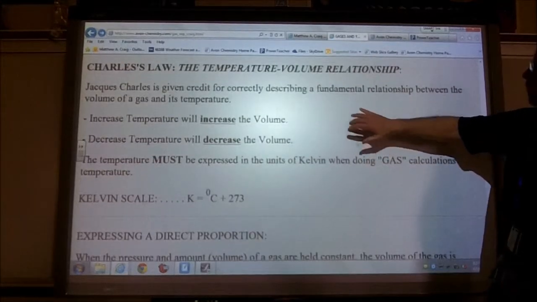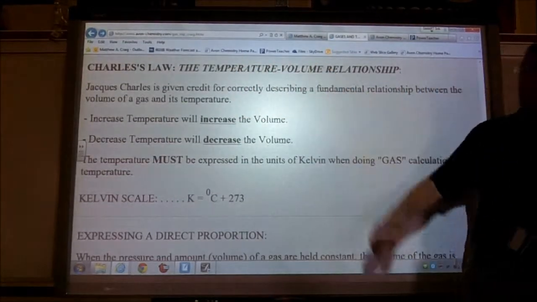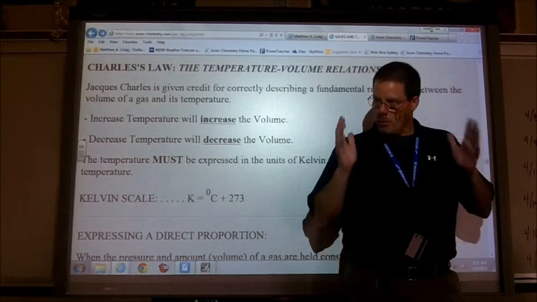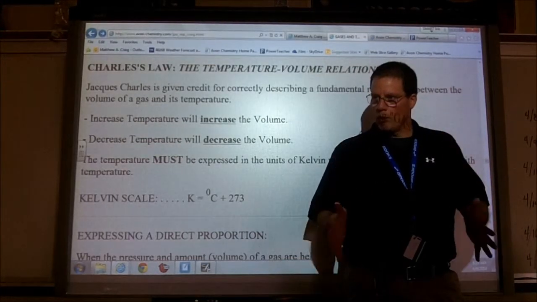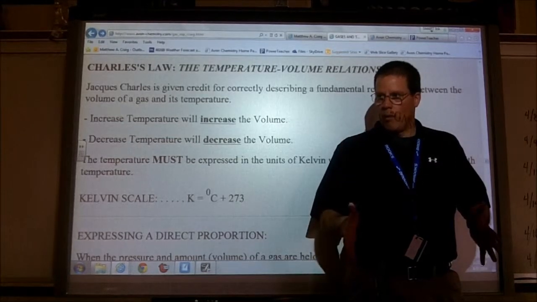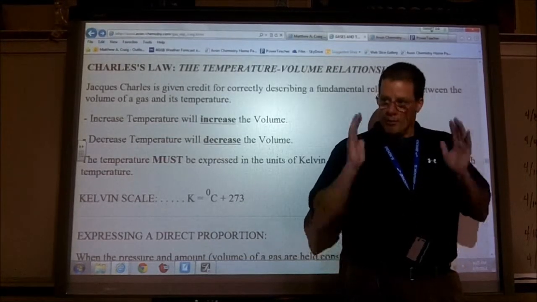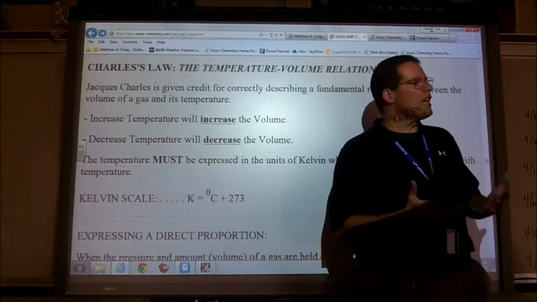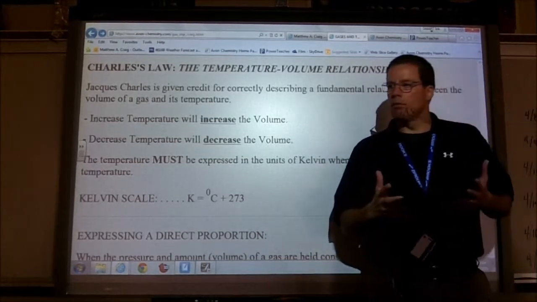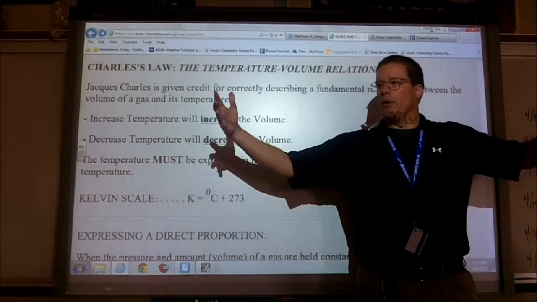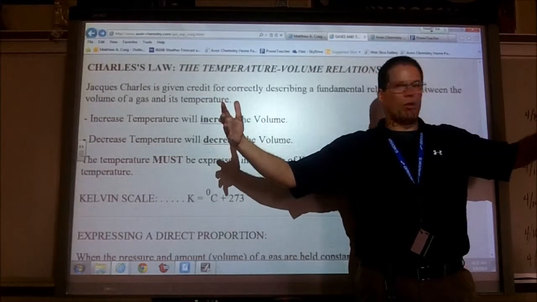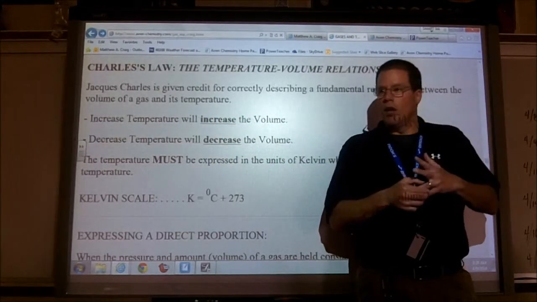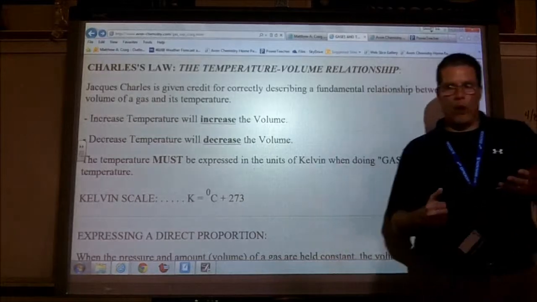When we talk about Charles' law, it's a temperature-volume relationship. We talked yesterday very briefly about the box with the ping pong balls in it. As the temperature goes up, the ping pong balls are moving faster. So as the temperature goes up, what would you guess would happen to the volume of a gas? It would get bigger. And as the temperature decreases, the volume of that gas decreases. Some of you may have experienced this in the winter.